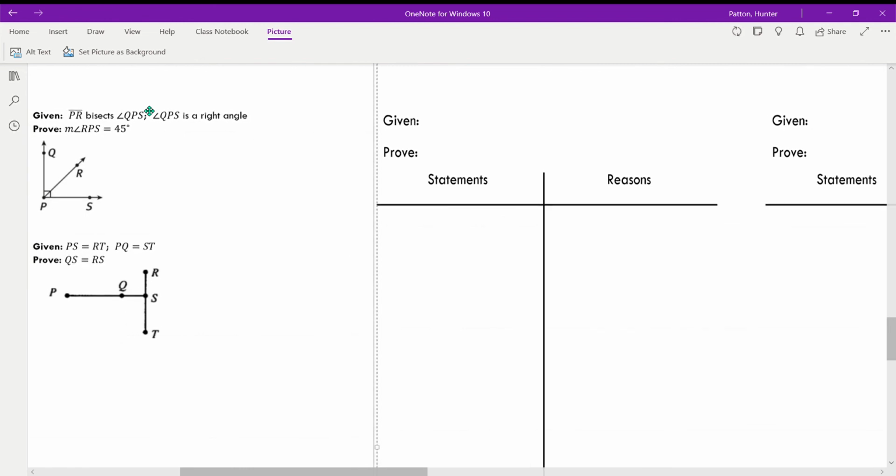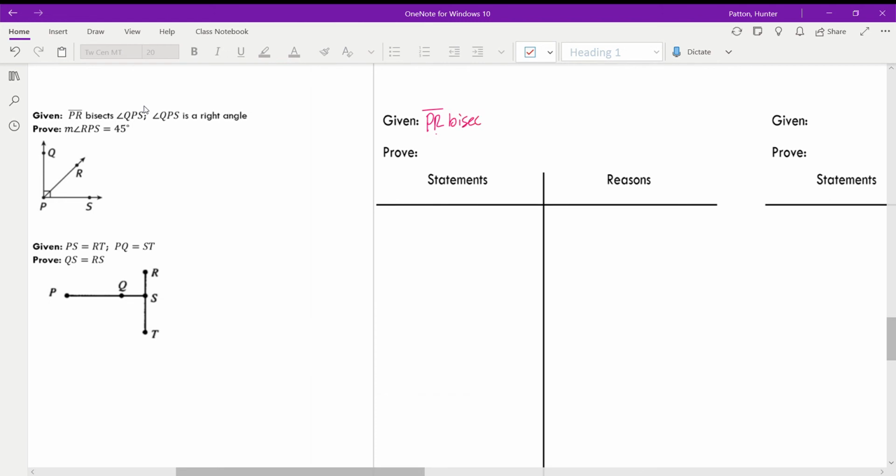PR, segment PR, bisects angle QPS. I see that word bisects, so I'm probably going to be done with an angle bisector. I am, actually. And then I also know that angle QPS is a right angle.